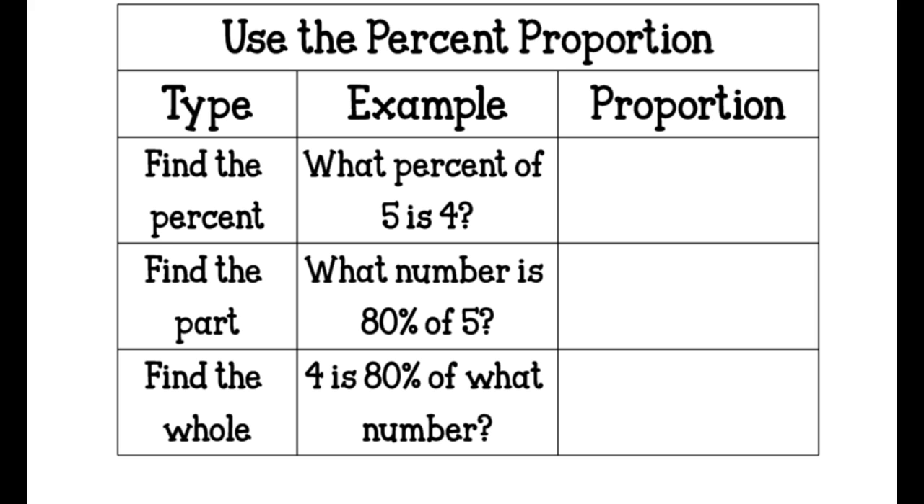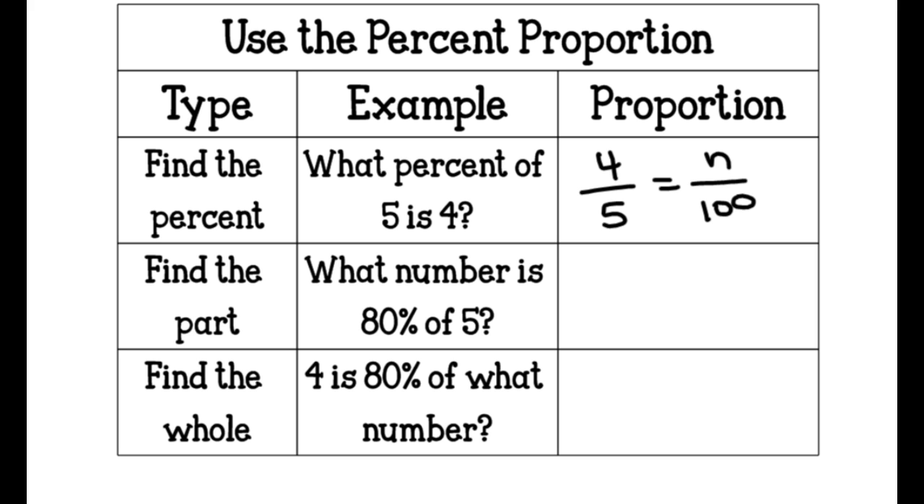So we do the part over the whole equals, we don't know the percent, but we know that it'll be over 100. So then we can solve for n by cross multiplying like we learned in 1.6. If you don't remember how to do that, you might want to go watch 1.6 and then come back, because otherwise you'll be really confused.